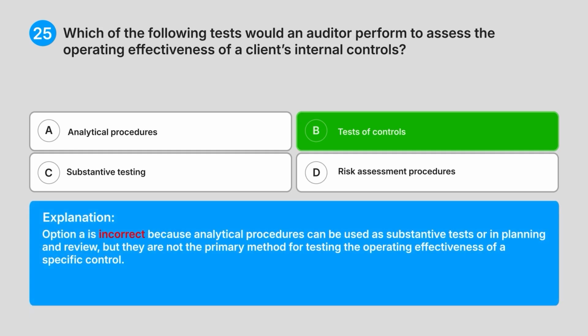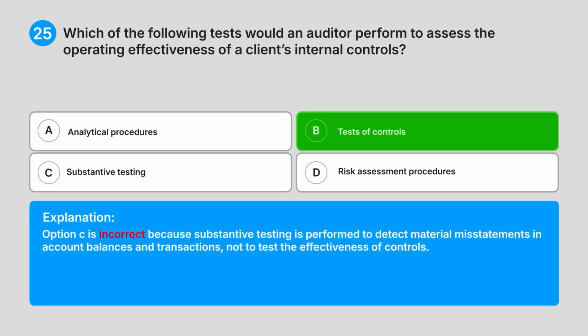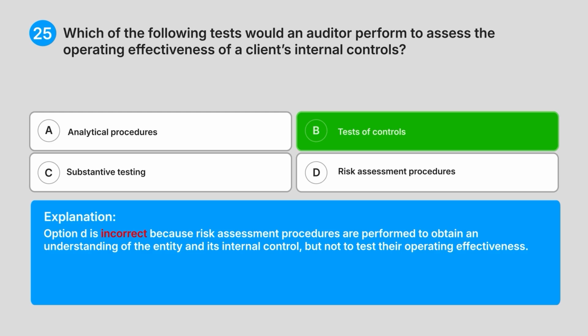Option A is incorrect because analytical procedures can be used as substantive tests or in planning and review, but they are not the primary method for testing the operating effectiveness of a specific control. Option C is incorrect because substantive testing is performed to detect material misstatements in account balances and transactions, not to test the effectiveness of controls. Option D is incorrect because risk assessment procedures are performed to obtain an understanding of the entity and its internal control, but not to test their operating effectiveness.